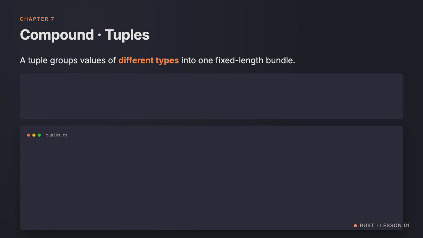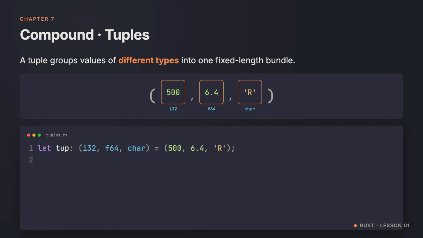Now we move from scalars to compound types, types that group multiple values into one. The first is the tuple. A tuple has a fixed length, and each position can have its own type. You can destructure a tuple to pull out its pieces or access individual elements by their index with dot notation. Tuples are perfect when you want to return more than one value from a function without ceremony.